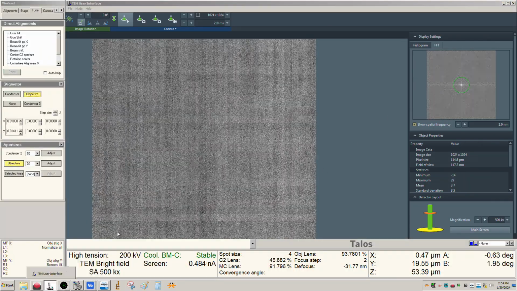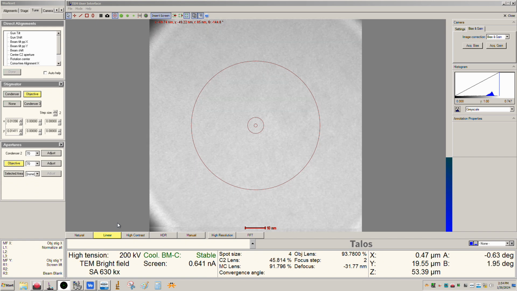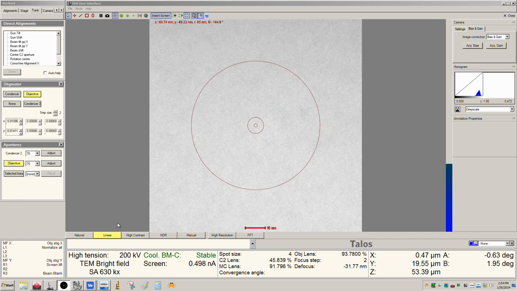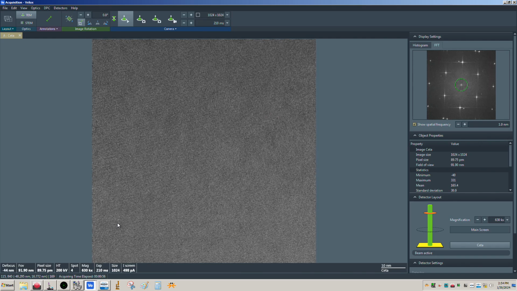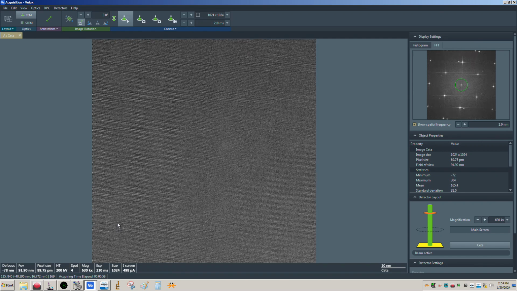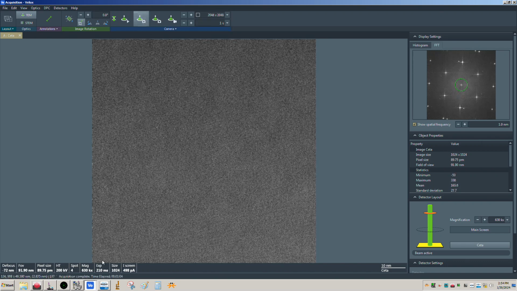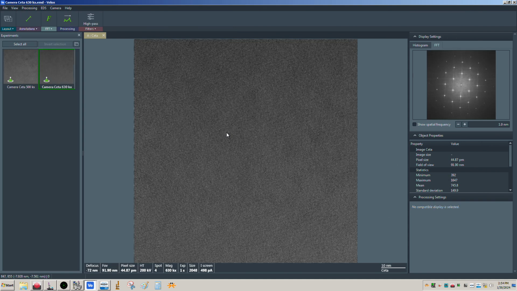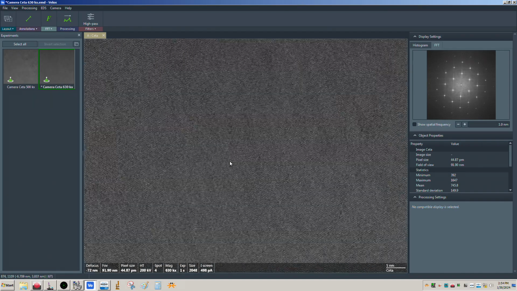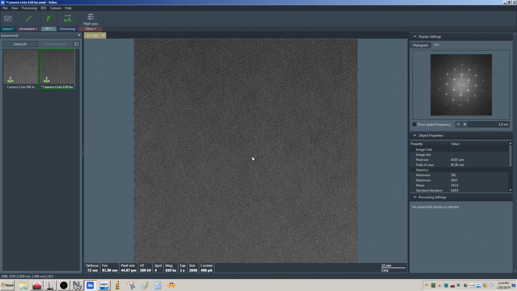Let me go up one more mag click. Okay, looks good. Wonderful. Okay, so we can see all this detail here, really no damage layer. Obviously, nothing that looks like a stacking fault or a dislocation, right?